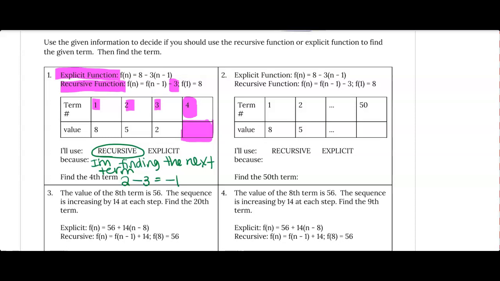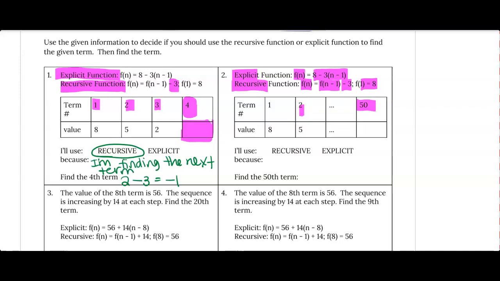Looking at number 2, they have once again given me the explicit function and the recursive. So remember that explicit says that the next term is 8 minus 3 times n minus 1. The recursive says the next term is the previous term minus 3 with the first term of 8. Now I'm looking for the 50th term. Since I'm looking for the 50th term, if I go from the second term, I'm going to have to find terms 3, 4, 5, 6, 7, 8, 9, 10, all the way to 50 in order to find the 50th term. That's going to take a really long time.